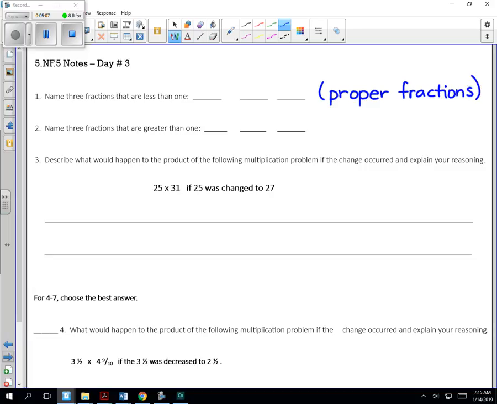So you can have a multitude of answers here. Simple one, 1/2. Or we could have, for example, 4/5. Or you could have 101/150. Just as long as the numerator is less than the denominator, you have a proper fraction, it's going to be less than 1. For number 2, name three fractions that are greater than 1.